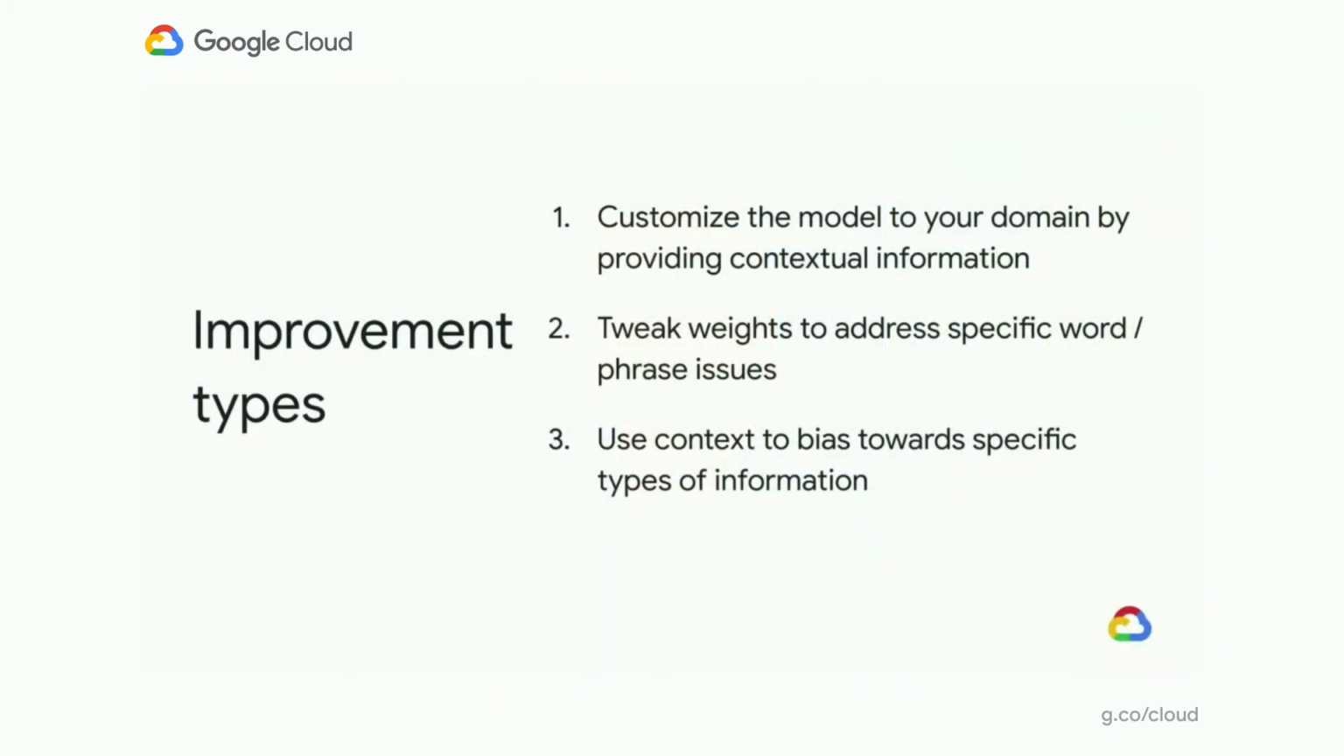The first is to customize the model to your domain by providing contextual information. An example of this would be if you knew that people were going to be talking about pizza or ordering pizza, you could bias towards different types of crust, different types of cheese, different toppings, etc.